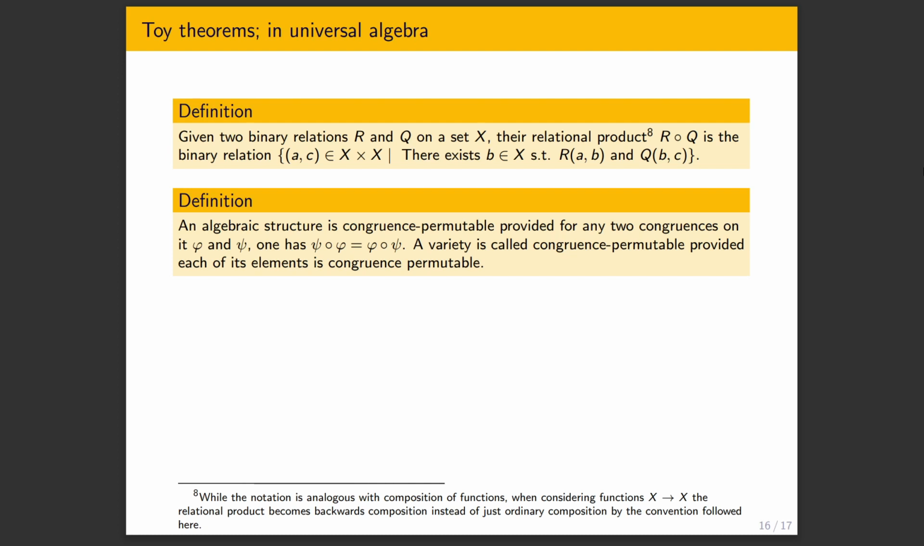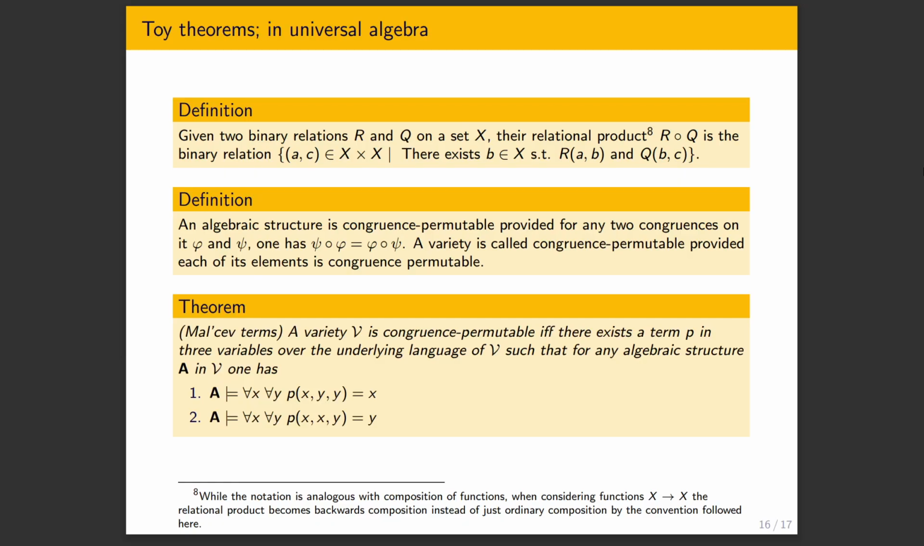And now we have a nice characterization of congruence permutable varieties, and this is actually very much in the spirit of general theorems in universal algebra. Most theorems in universal algebra look like this. We characterize some property of a variety by the existence of certain terms in the language being satisfied in a particular way by elements of the variety.